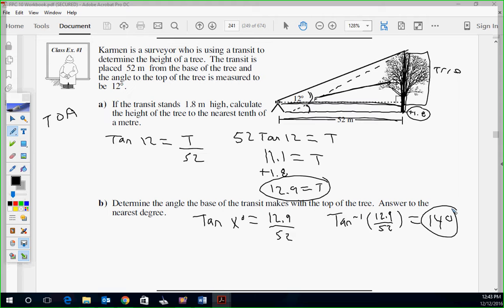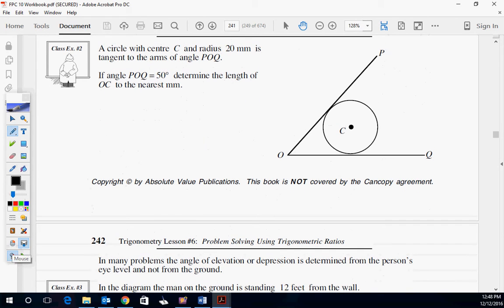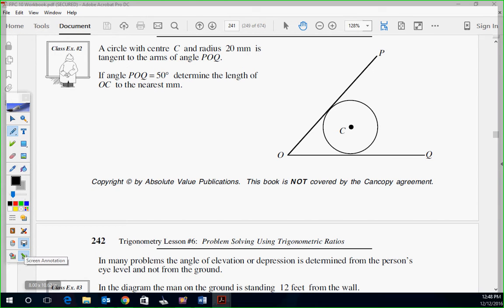Okay. All right. Now we're going to get circles involved a bit. A circle with center C has a radius of 20 millimeters and is tangent to the arms of angle POQ. If the angle POQ is 50, determine the length of OC to the nearest millimeter. So we're trying to figure out this distance, OC, to the nearest millimeter.